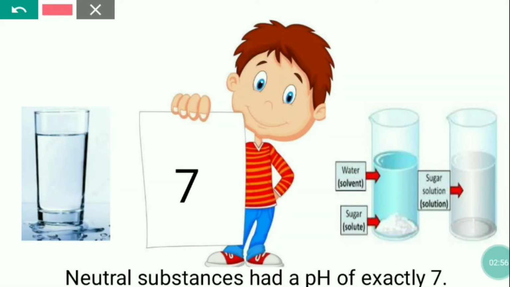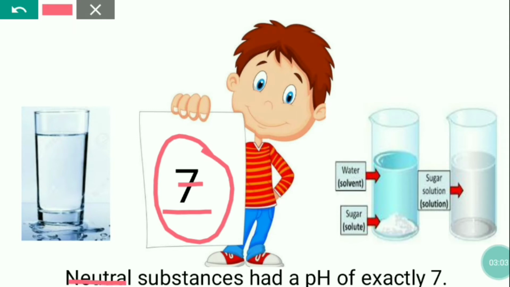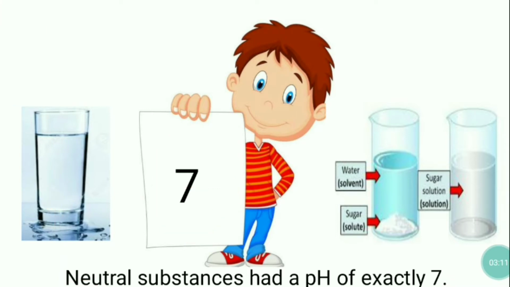Now students, pH 7 means the substance is neutral in nature. And if we talk about water, pure water has a pH of exactly 7, as do all neutral substances.